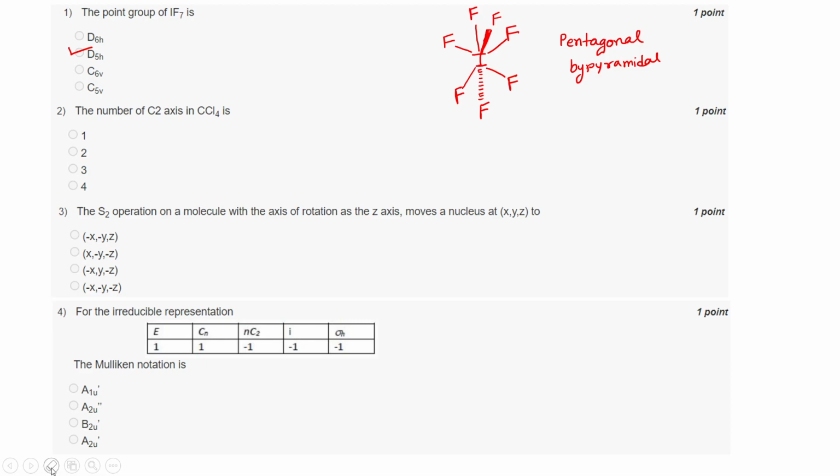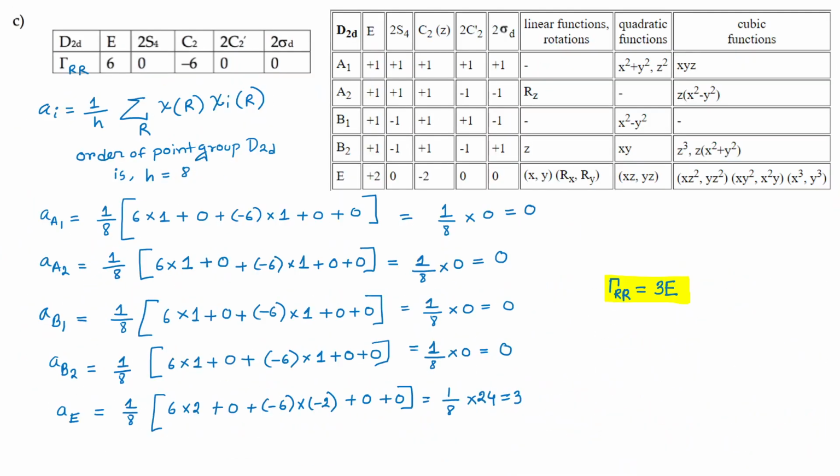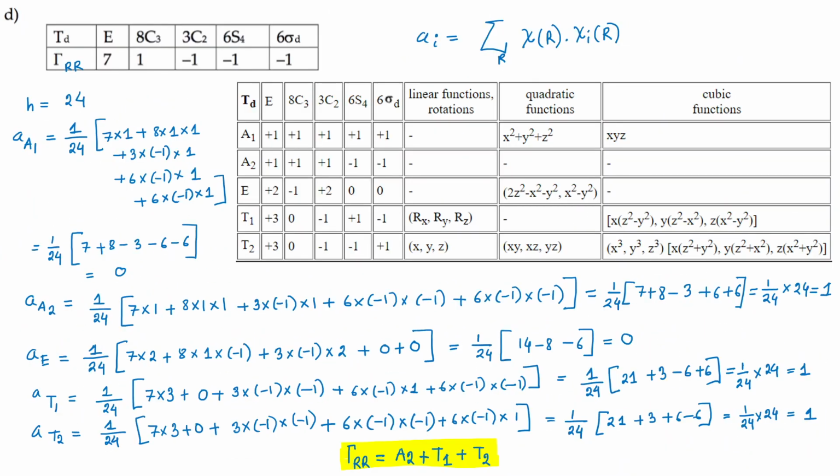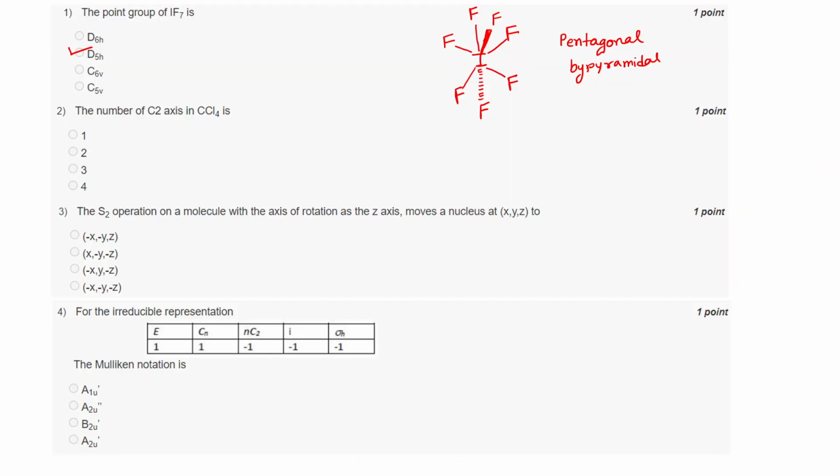So the answer is going to be 3. Now the next question, the S2 operation on a molecule. Before that, you can always go back to the tetrahedral geometry and see there are 3 C2 operations possible, right? From the character table also you will get an idea how many C2 operations are going to be there, right? Oh, I have not marked it.